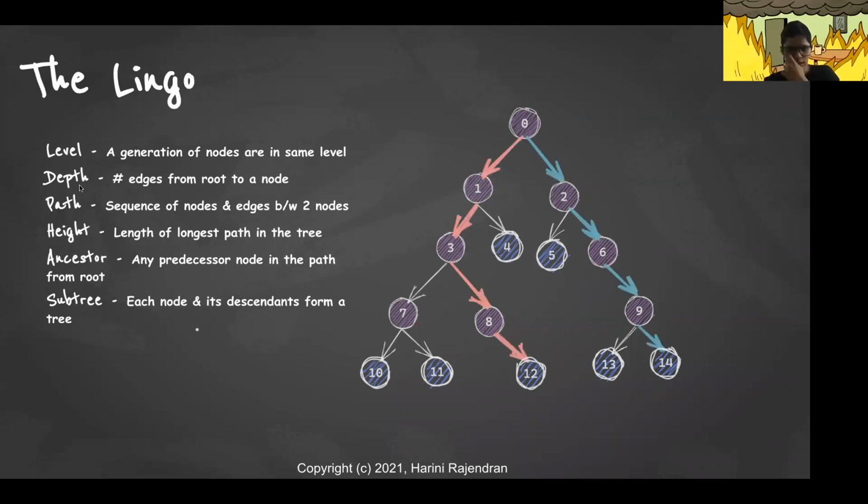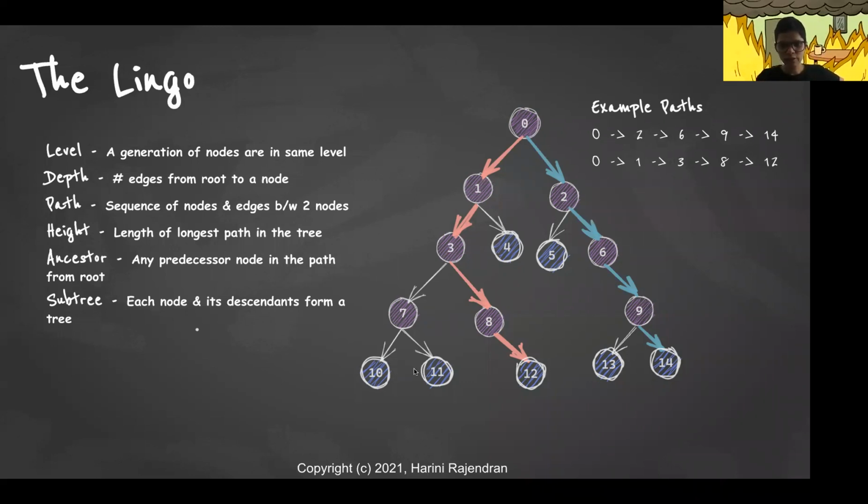And then the next terminology is called the path. The path is nothing but a sequence of nodes and edges between two nodes. For example, if we take 0 and 14, the path from 0 to 14 is nothing but 0, 2, 6, 9, and 14. So that is an example of a path in the tree. Another example: the path between 0 and 12 is 0, 1, 3, 8, and 12. So these are called paths.